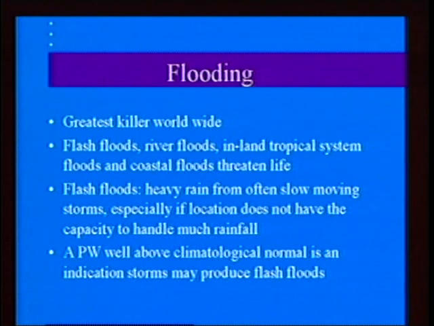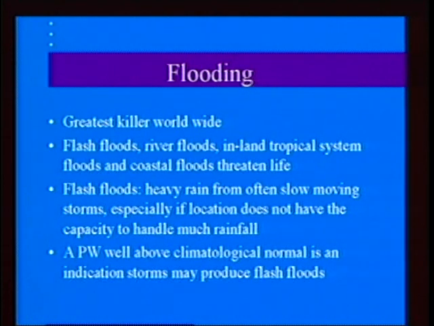Flooding, this is the greatest killer worldwide. And there's several different types of flooding events that can occur. Flash floods, such as from a thunderstorm that is slow moving, or a combination of slow moving and producing very heavy rain. River floods, when you have persistent rain over a period of time, and then the river can no longer handle that water, and then it floods over its banks, and that can produce a significant amount of damage.